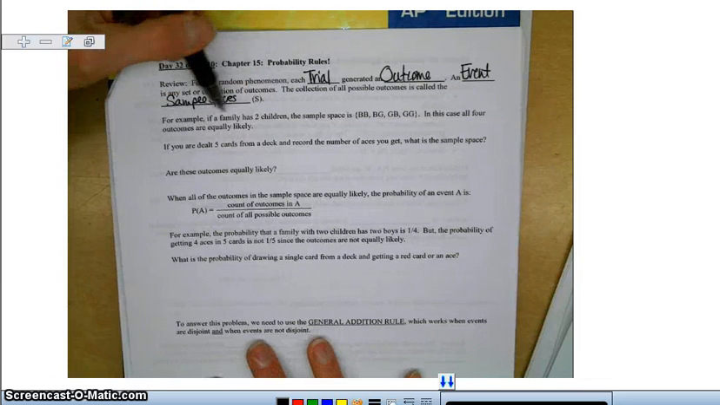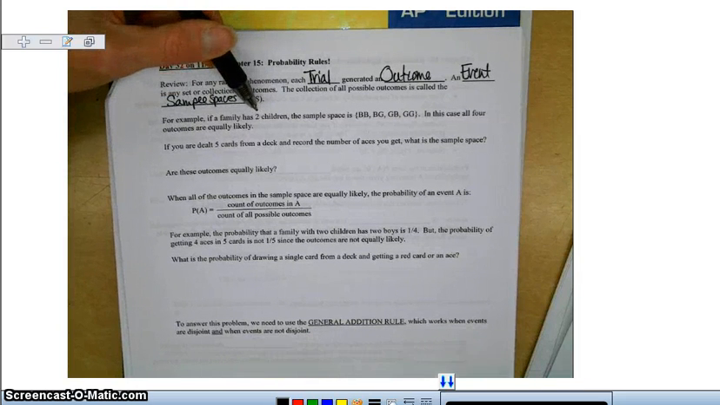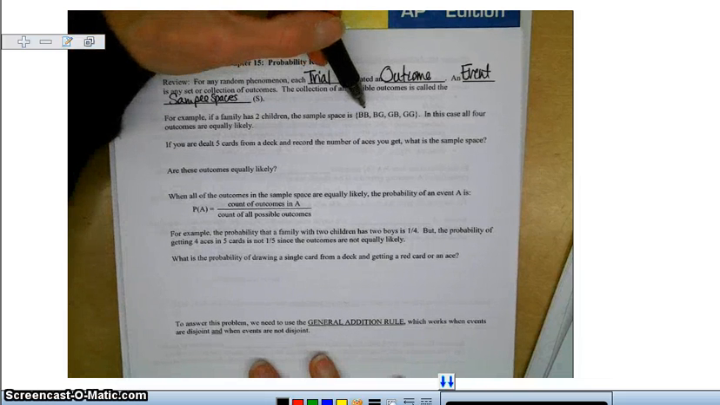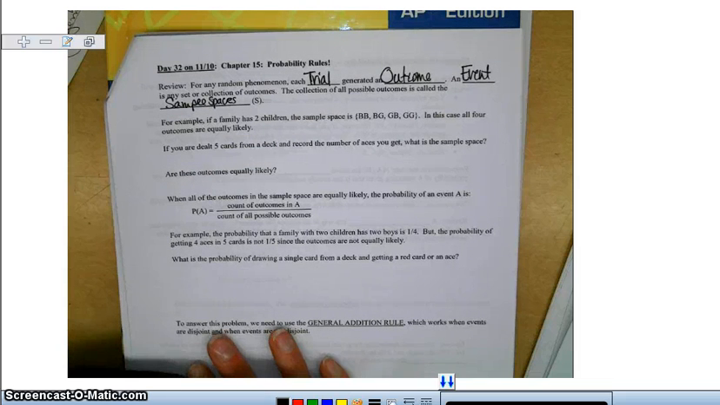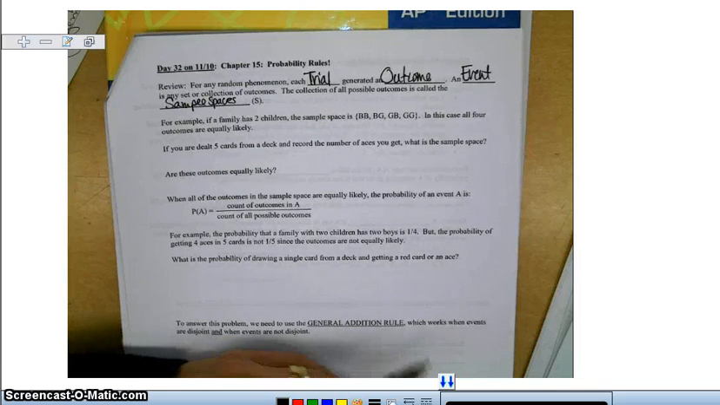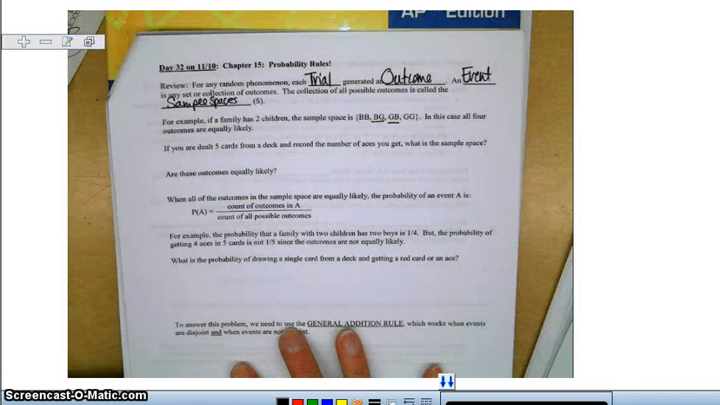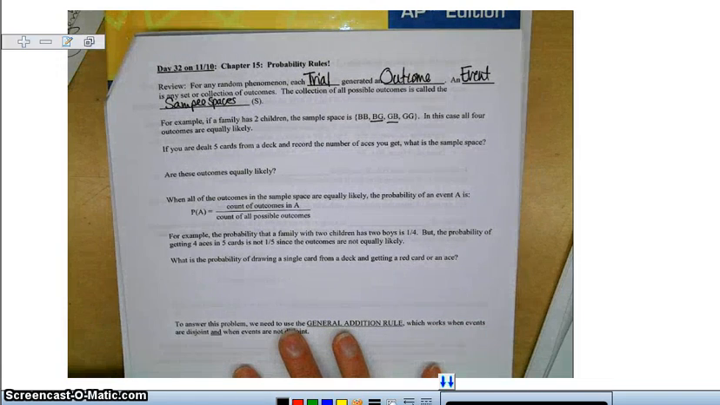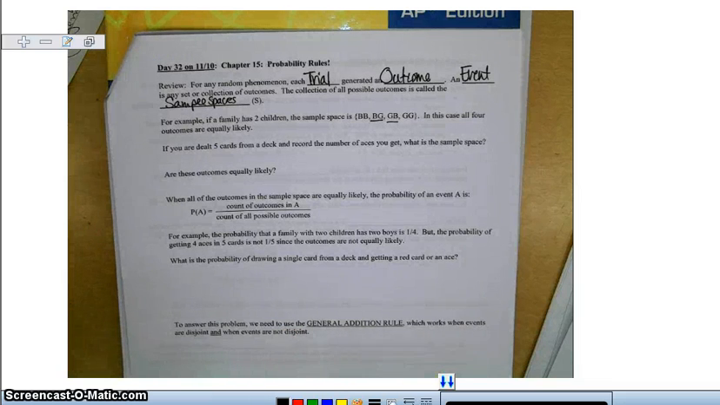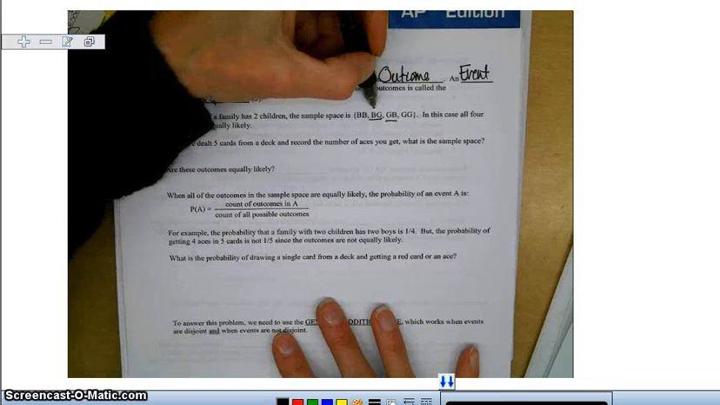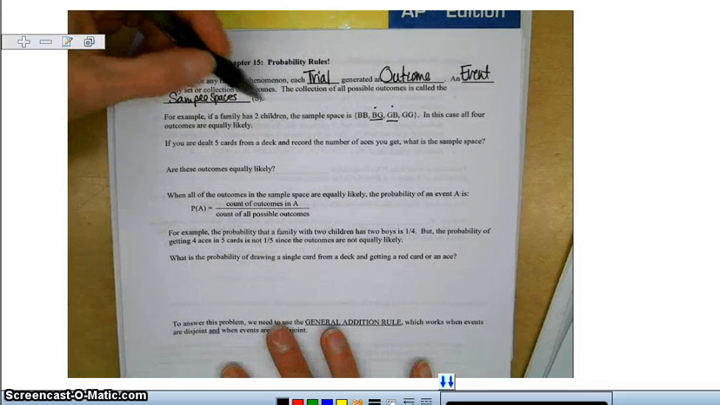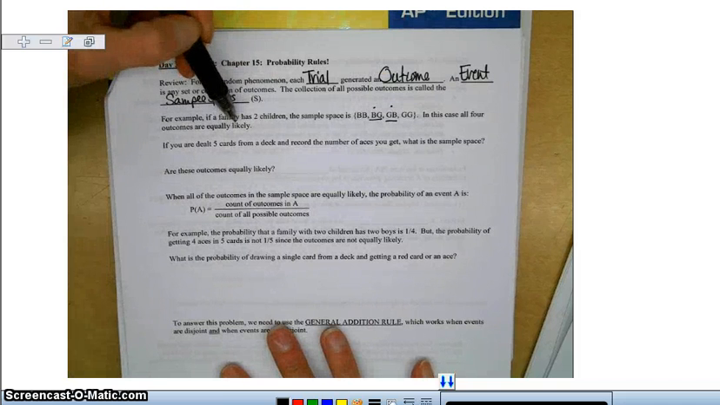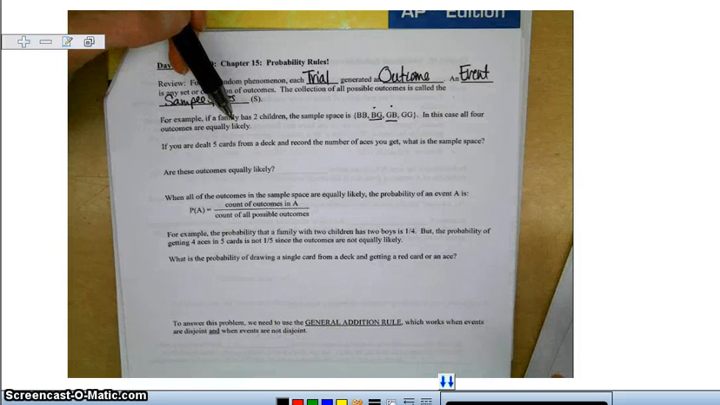So, for example, if a family has 2 children, the sample space is BB, BG, GB, or GG. What am I talking about there? Combinations of boys and girls. Now, why is BG different from GB? Order matters, right? Because here the boy is older, here the girl is older. So they are different. In this case, all 4 outcomes are equally likely, because the chance of being a boy or a girl on each birth is 50%.